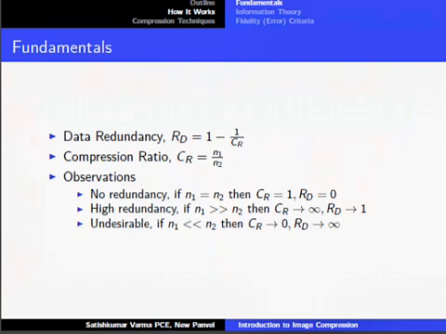Let N1 denote the number of units in the original data set f of xy and N2 denote the number of units in the compressed data set g of xy. We should represent the same information. Redundancy is 1 minus 1 upon compression ratio. Compression ratio is the ratio of N1 by N2. If N1 is equal to N2, there is no redundancy. If N1 is very large as compared to N2, the redundancy is higher. If N2 is very large as compared to N1, there is expansion.